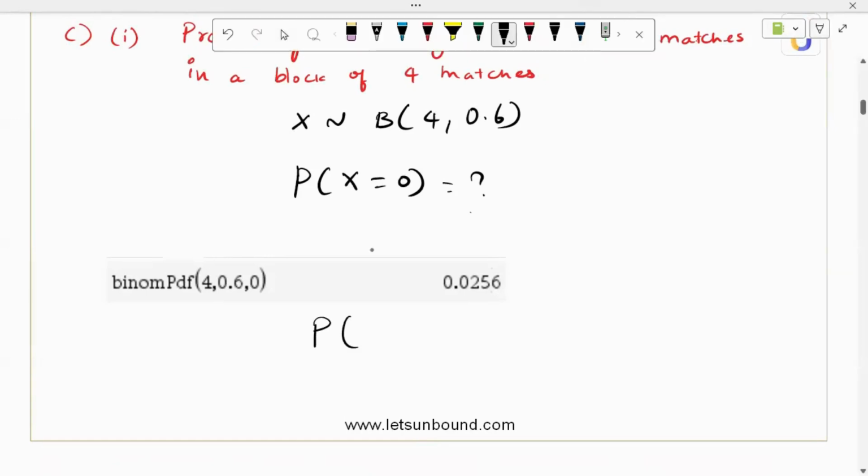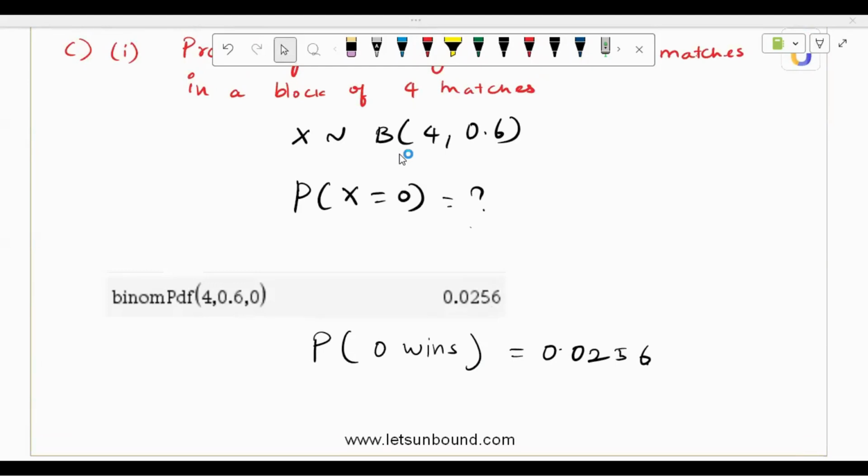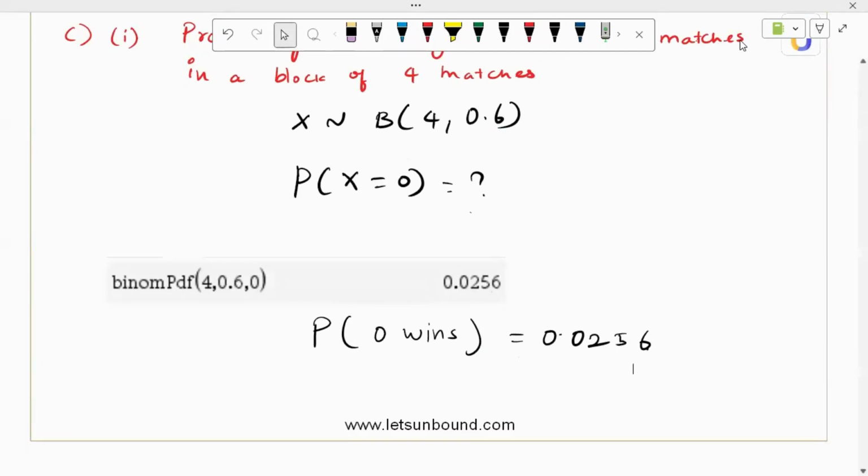So probability of 0 wins by Argentina in a block of 4 is 0.0256. So just 2.5 or 6% around. Right? And moving to the next part.